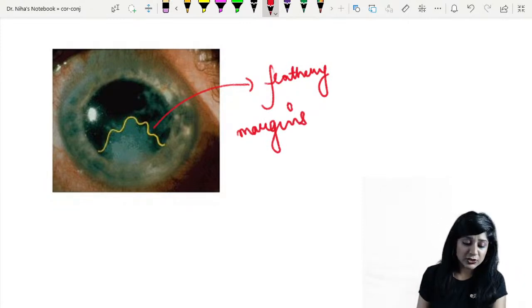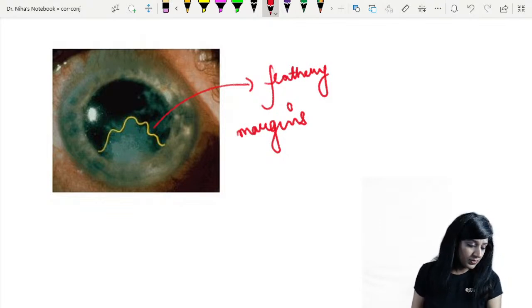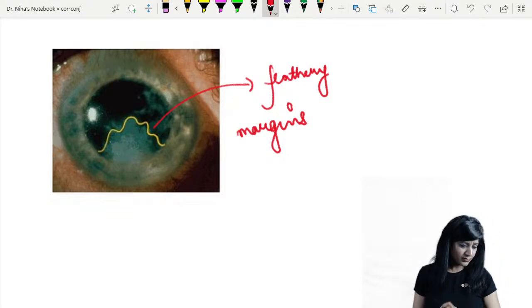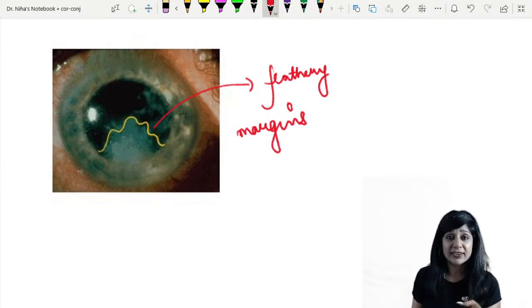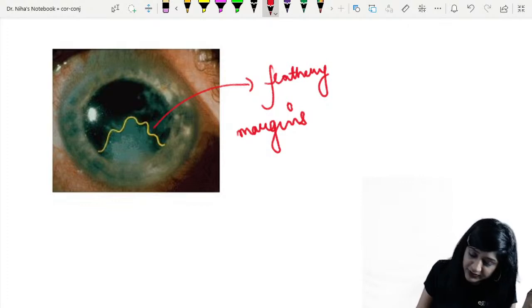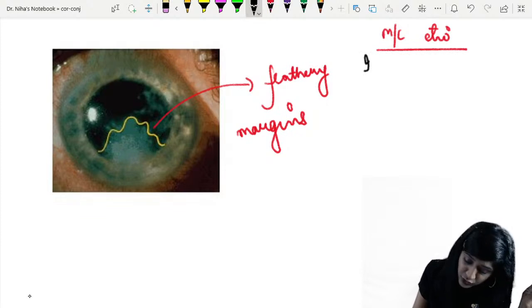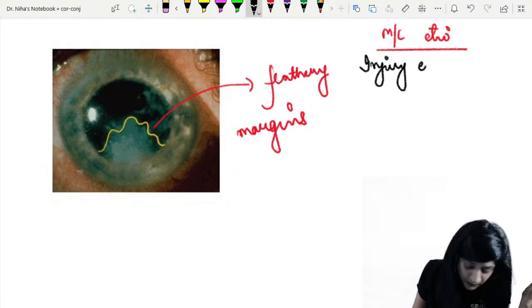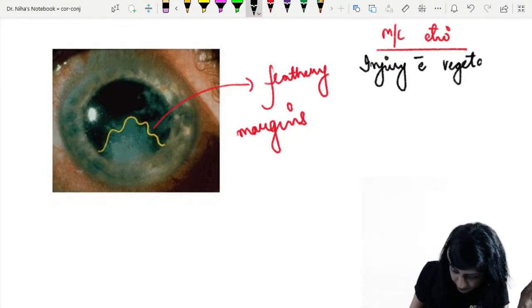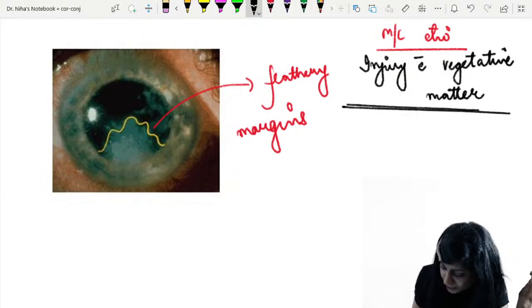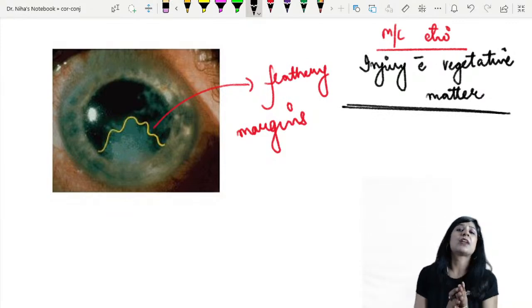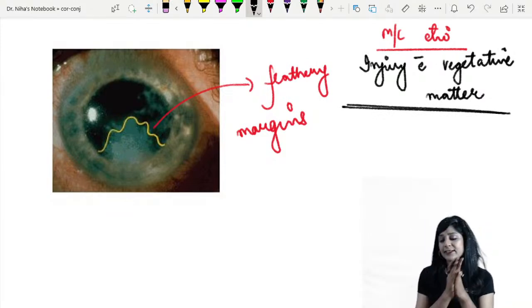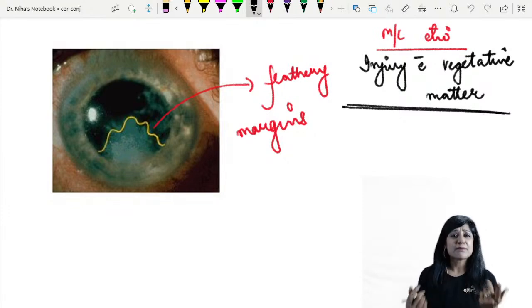Who will tell me the etiology of fungal corneal ulcer? Very good. Non-sterile, non-motile, feathery, rolled out margins. What is the most common etiology? Always remember, it is the injury with the vegetative matter. Injury with the vegetative matter is the most common etiology in the cases of fungal corneal ulcer.